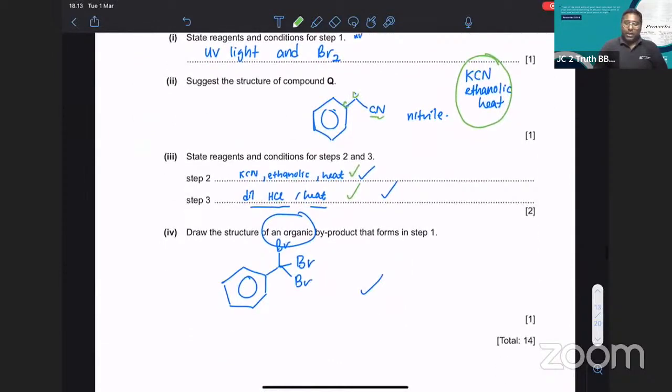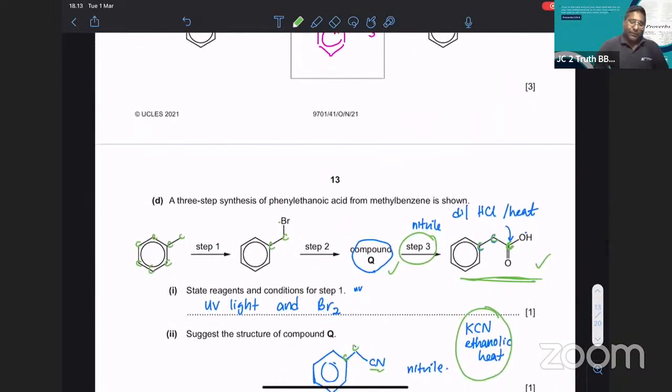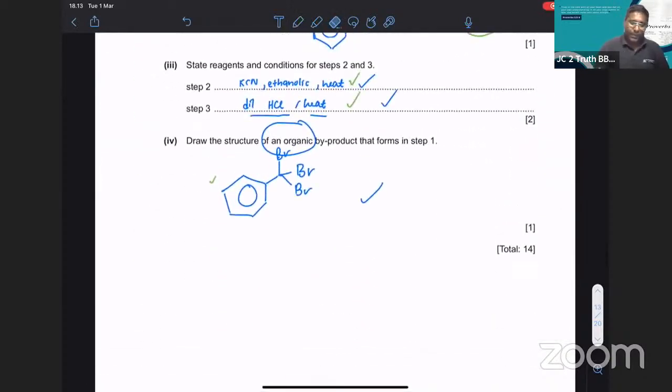And then draw the structure of the organic byproduct. If you don't understand this, it's basically quite simple. When you have the Br, one of the H is substituted by Br. It means that if you have more substitution, the remaining H will be substituted by Br and Br. So I just selected one with the 3 Br substituted. That is what I put over there, the 3 Br substituted.